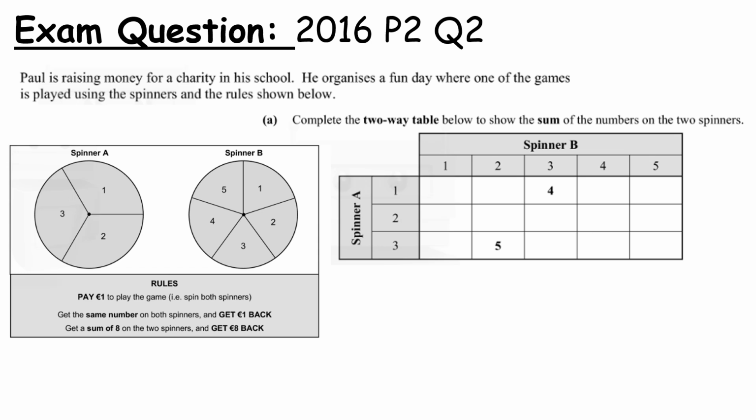So let's complete that table. So 1 and 1 we get 2. 1 and 2 we get 3. 1 and 3 we get 4. 2 and 1 we get 2. 2 and 2 we get 4. 2 and 3 we get 5. It's already in our table. 3 and 1 is 4. 3 and 2 is 5. 3 and 3 is 6. 4 and 1 is 5. 4 and 2, 6. 4 and 3 is 7. 5 and 1 is 6. 5 and 2 is 7, and finally we get 8. So that's our two-way table. Now there are more questions on this and we're going to return to them after we've reviewed some other material.